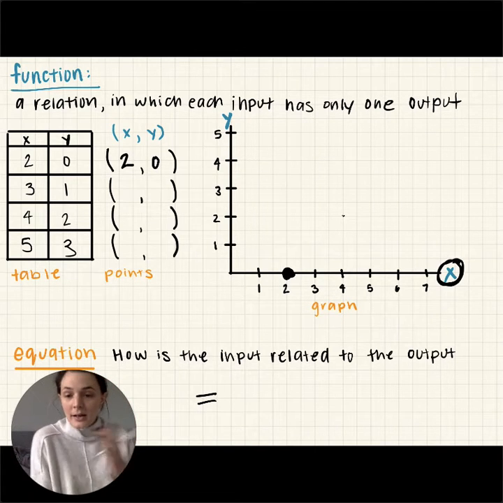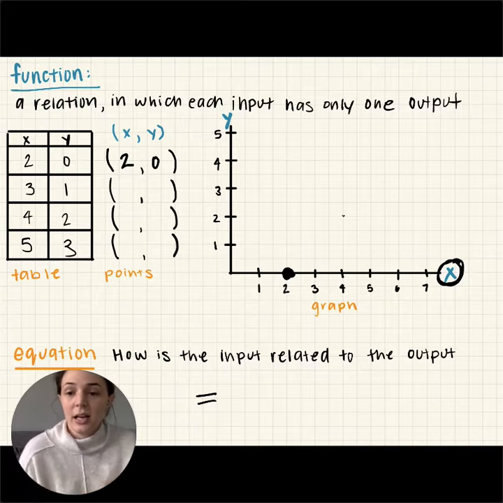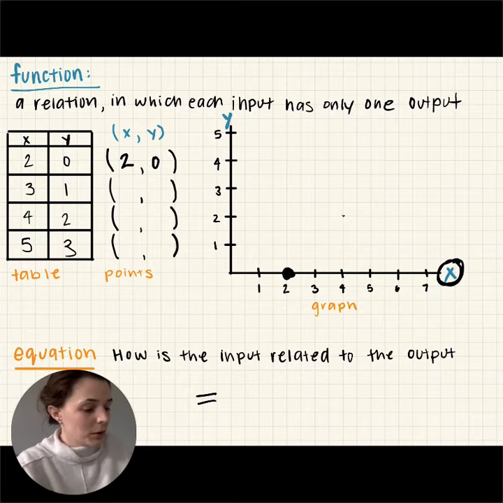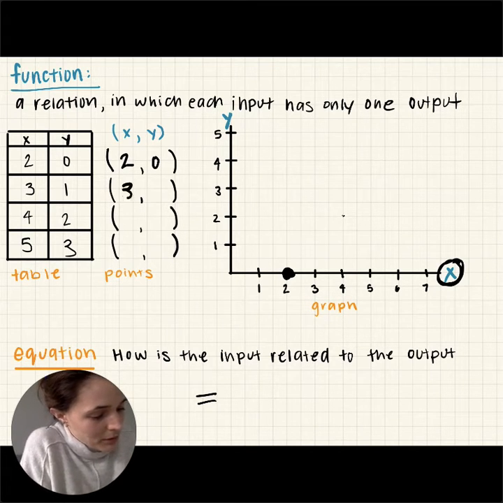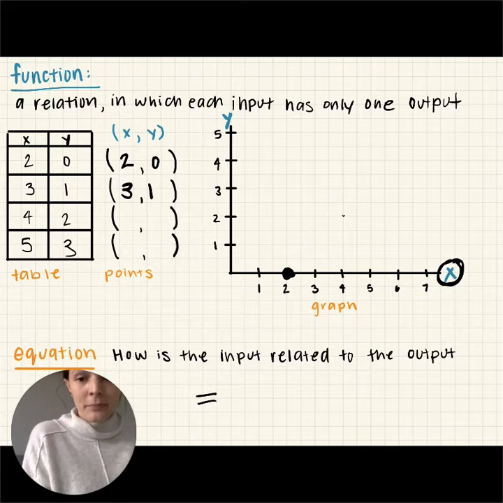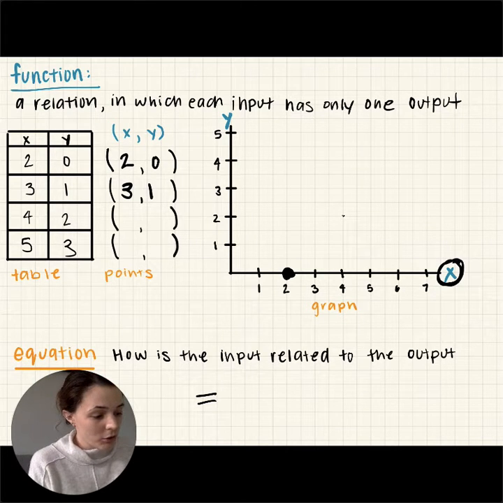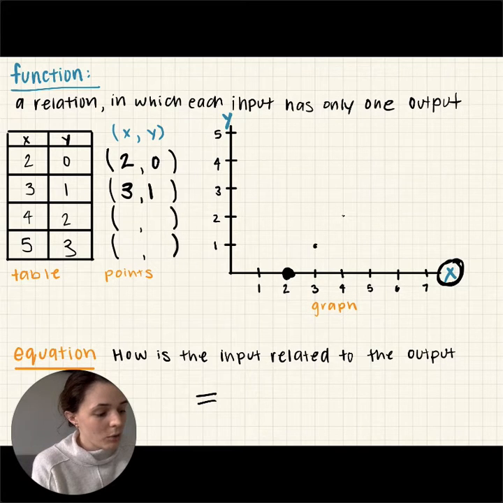Alright, the next row in the table has an x value of 3 and a y value of 1. So my coordinate point is going to be 3, 1. So this time I'm going to go over 3, since that's my x value, and I'm going to go up 1, because that's my y value.